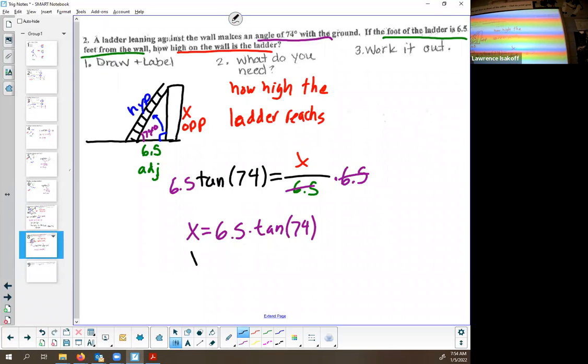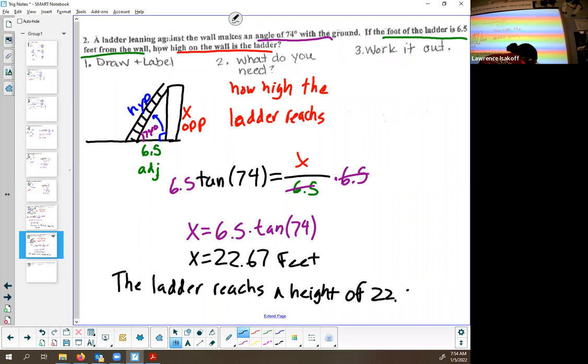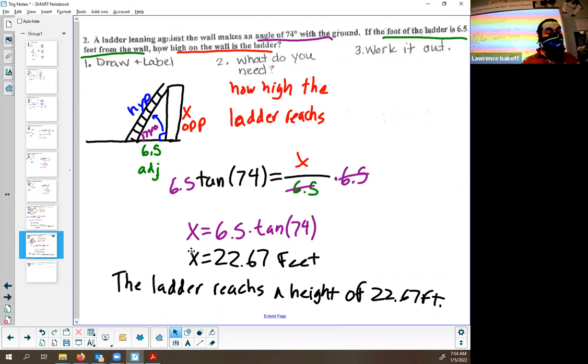So again, we get x equals 22.67 feet. So how high on the wall is the ladder? The ladder reaches a height of 22.67 feet. Again, real world context tells me that makes some good sense there.